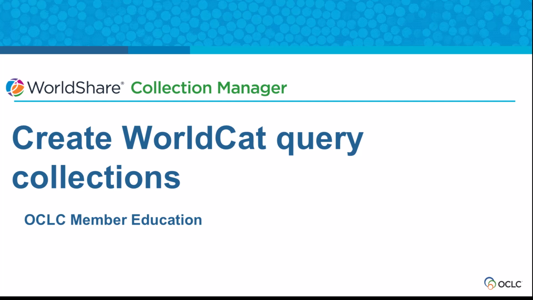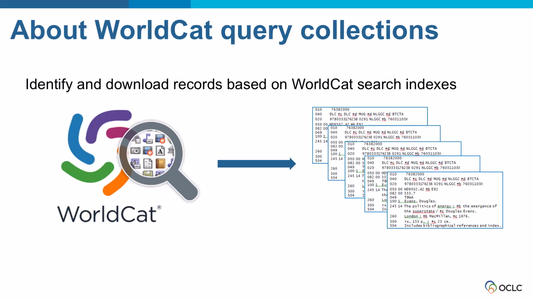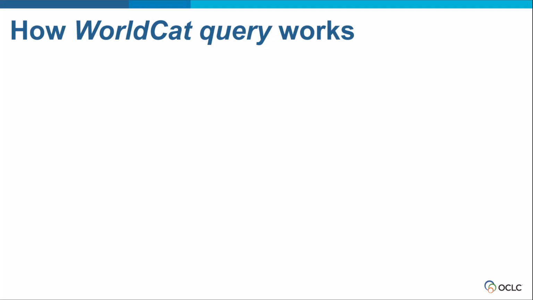Hello, and welcome to this video on creating a WorldCat query collection in WorldShare Collection Manager to retrieve MARC records based on specific search criteria. WorldCat query collections help libraries enhance local catalogs or maintain group catalogs by identifying sets of WorldCat records using specific WorldCat search indexes, which libraries can download either as a one-time file or on an ongoing basis. Let's review a workflow showing how WorldCat query collections work.